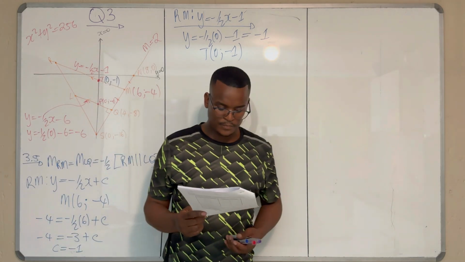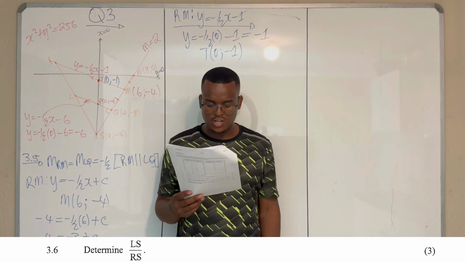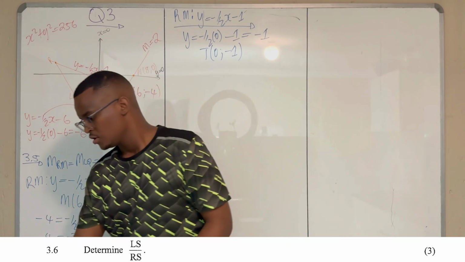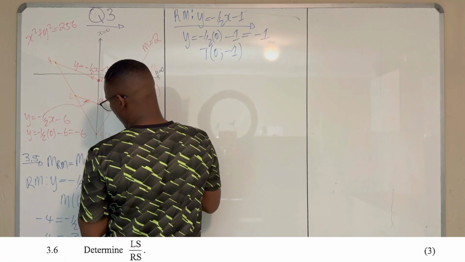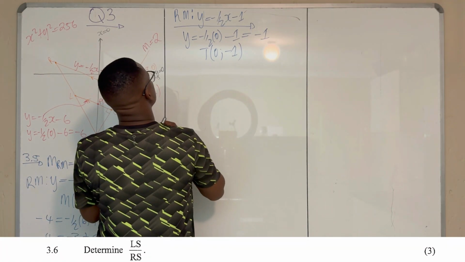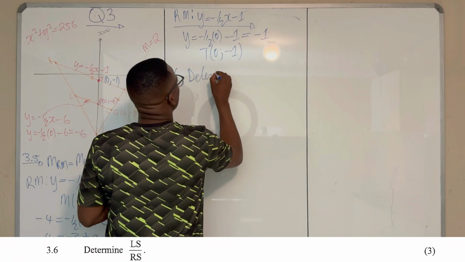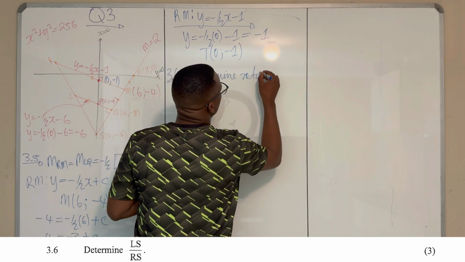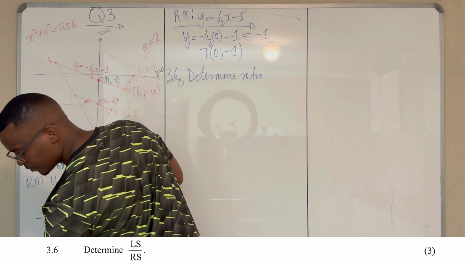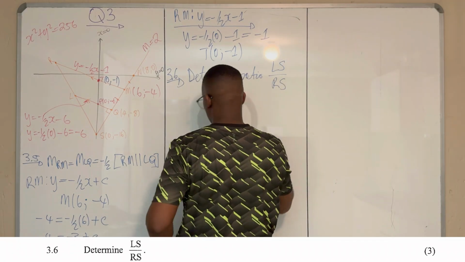So we move to 3.6. They are saying determine the ratio of LS to RS. This is what they wanted to find.